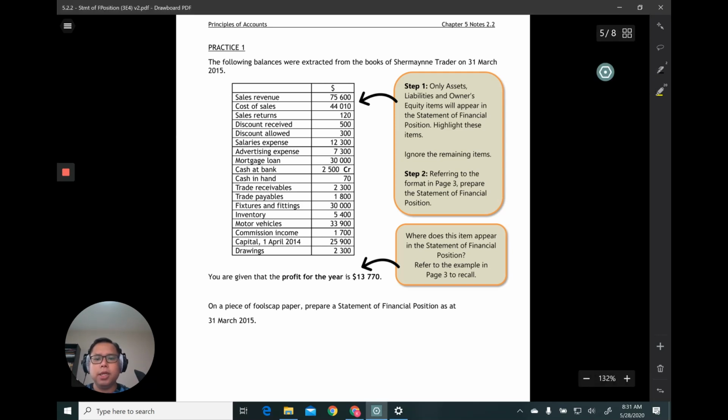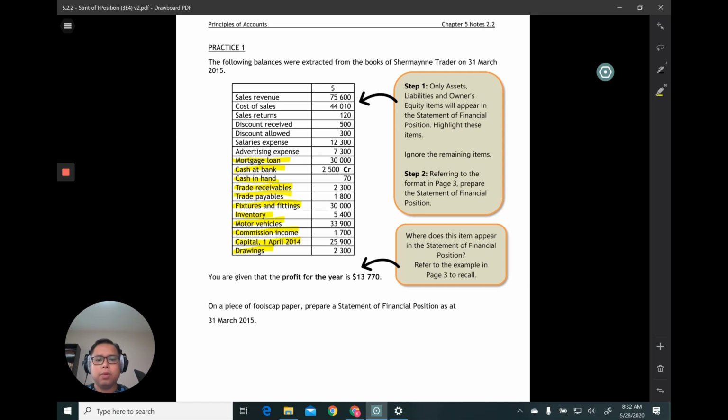So from this list of accounts, you would realize, coincidentally, it is not like this for every single question, we have placed all those assets, liabilities, and owner equity items in the last few accounts. All right. Now, after you have done this, you have identified what are the accounts that go into the statement of financial position. You then need to go ahead and prepare the statement.